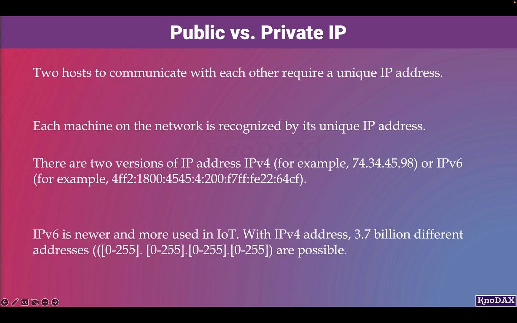The reason is that IPv4 is still the most common format used online. IPv6 is newer and more used in IoT. There are 3.7 billion different IPv4 addresses possible.